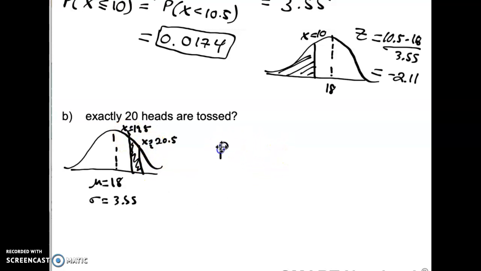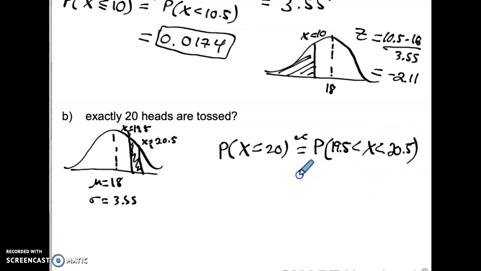So, probability that x equals 20 is going to be, with continuity correction, the probability that x is between 19.5 and 20.5. So we're going to do the probability that x is less than 20.5 minus the probability that x is less than 19.5. Okay, so take a minute, pause the video, find your two z-scores, and do the subtraction.